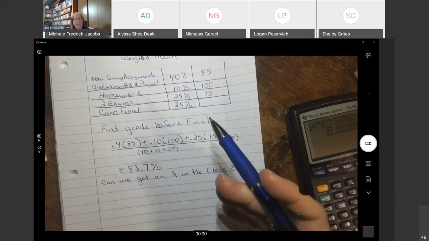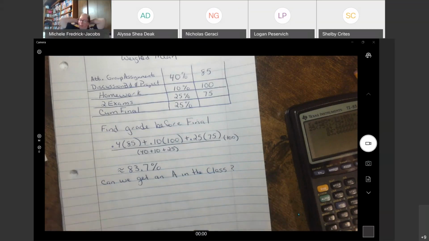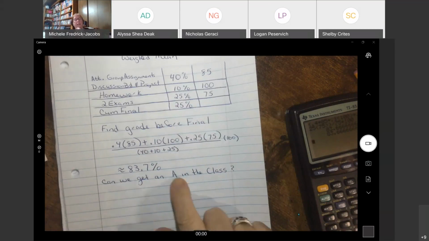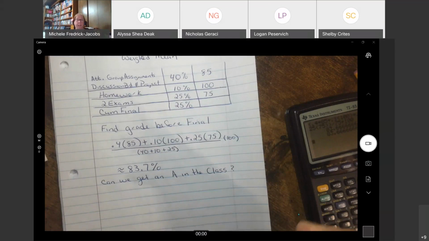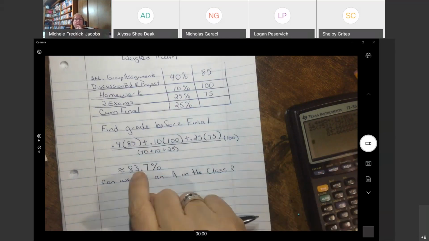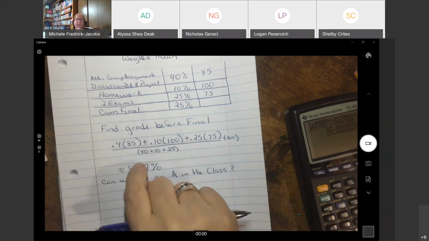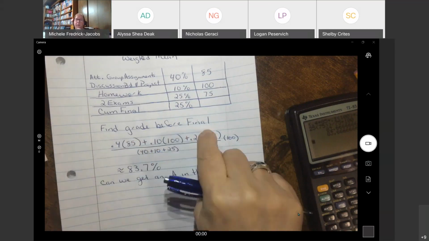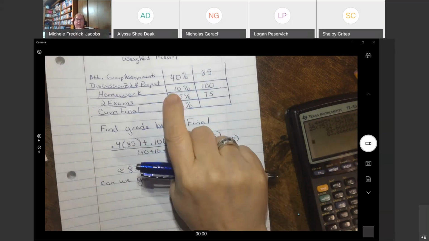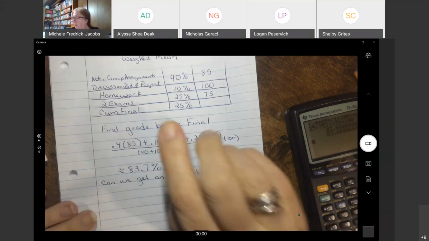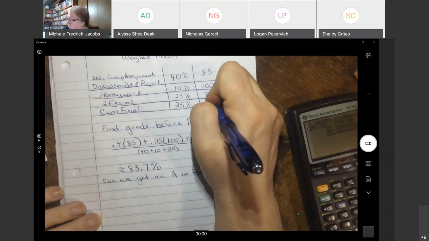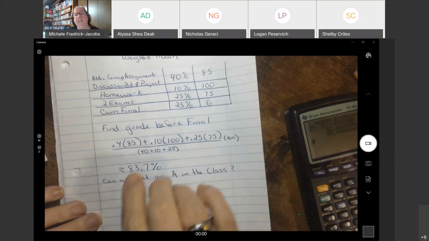Not yet. Okay, good. Now this part definitely uses your algebra skills, because we're going to solve equations. Can we get an A in the class? Well, for an A in the class, you need 90. Right now we have an 83.7. This 83.7 is 75% of the points. So since we have this, we don't have to recalculate this part. We only have to add on this. And as the cumulative final, we'll see what grade we need on it to get an A.